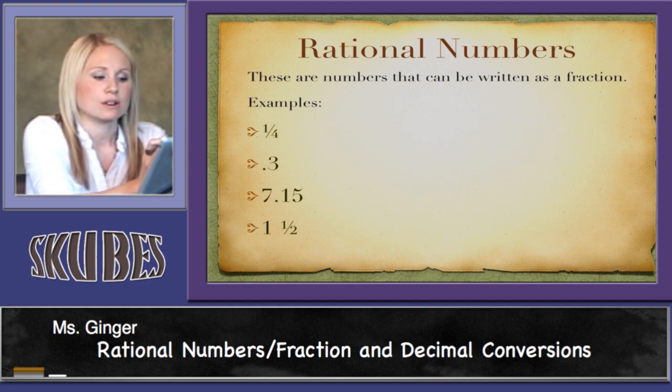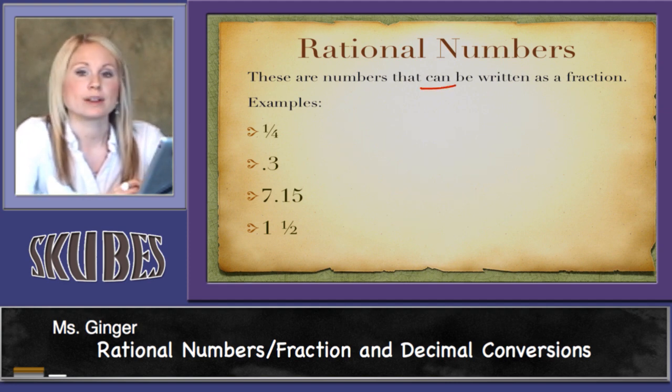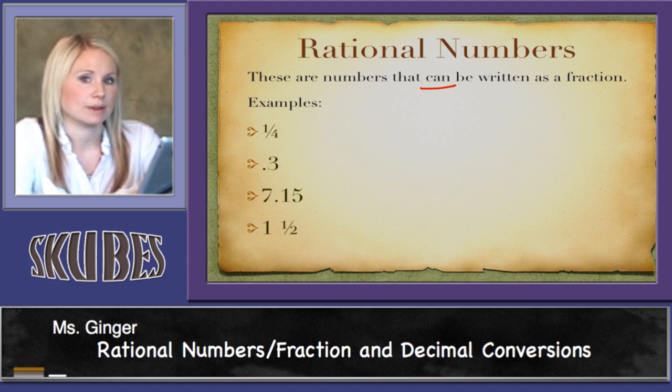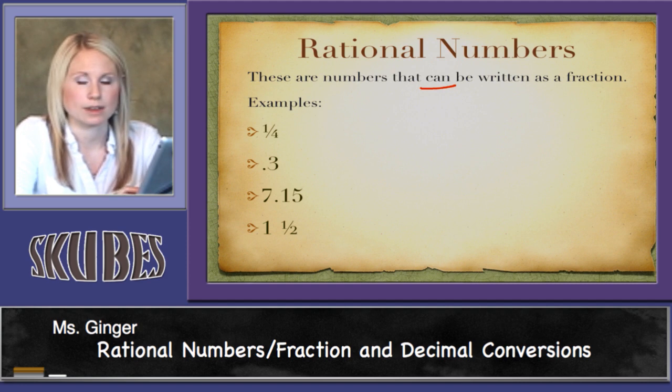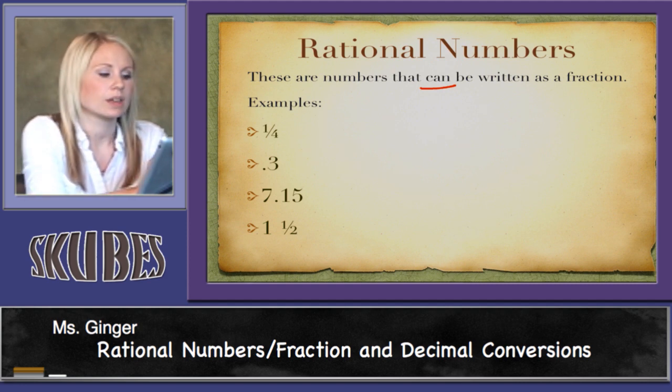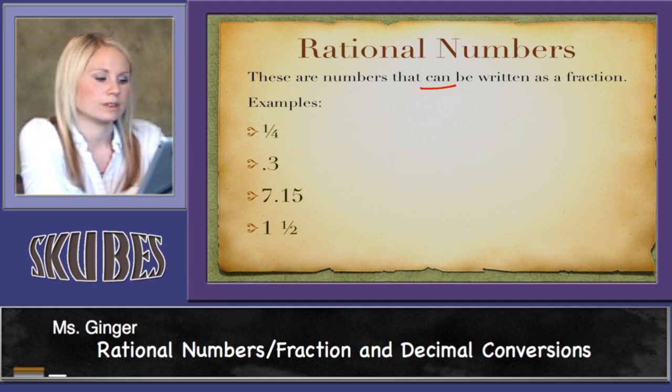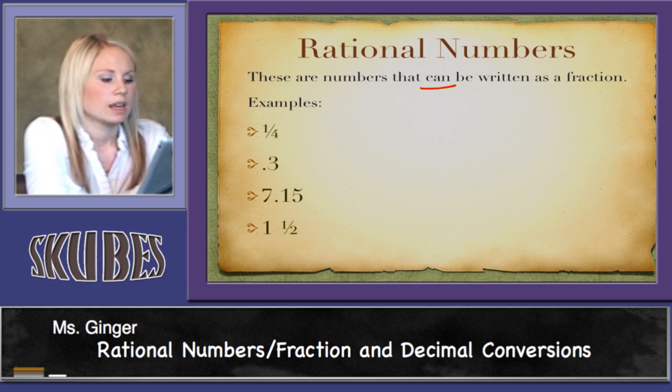Rational numbers are numbers that can be written as fractions. They won't always necessarily be written as fractions, but they can be. So let's look at some examples. A fraction, 1/4, is definitely rational.